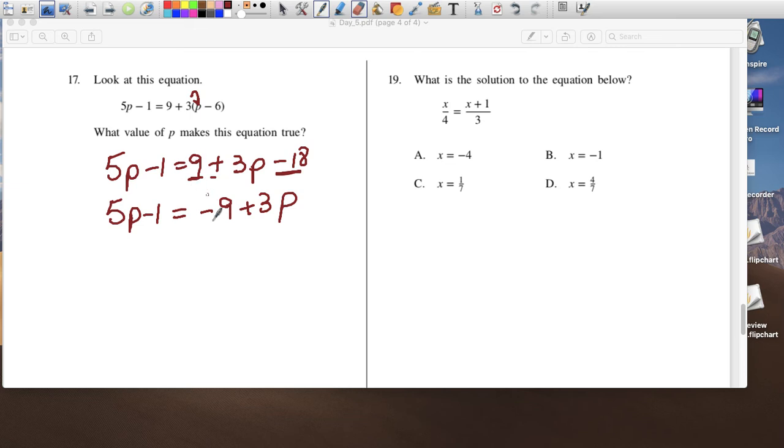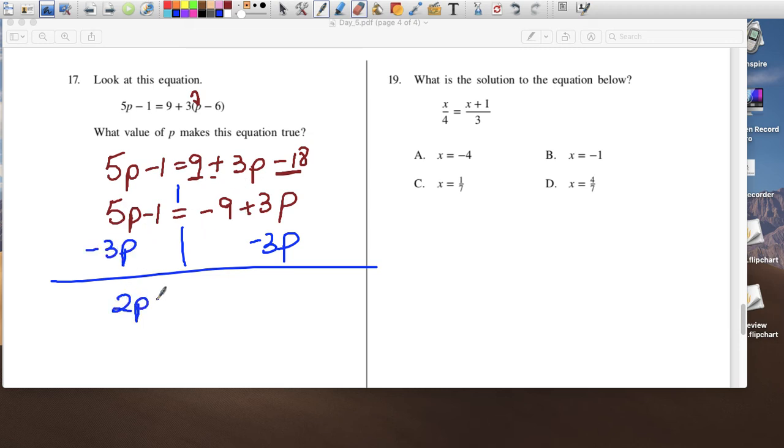I have a variable on each side, so let's get rid of this 3p here. So let me put a wall there. Minus 3p, minus 3p, both sides. 5p minus 3p is 2p. Bring down the minus 1 equals negative 9, because these two are going to be 0. And again, those of you who like doing that little story, what's my variable? P. What's happening to it? Times 2. Minus 1 equals negative 9.